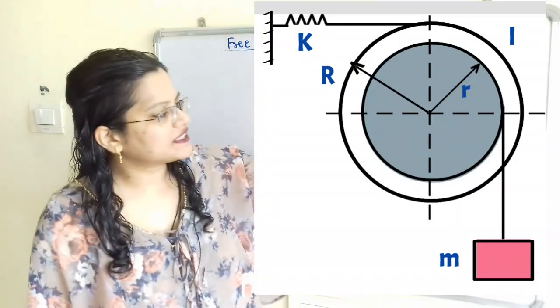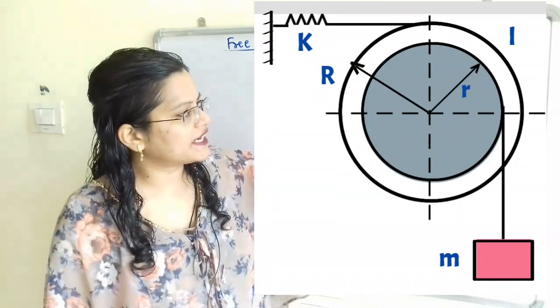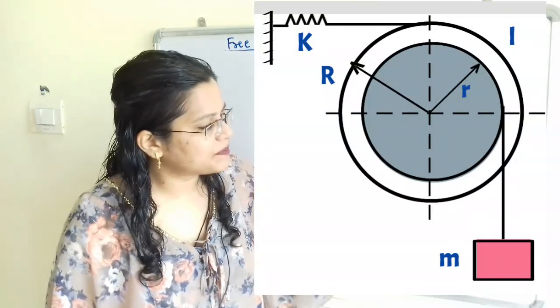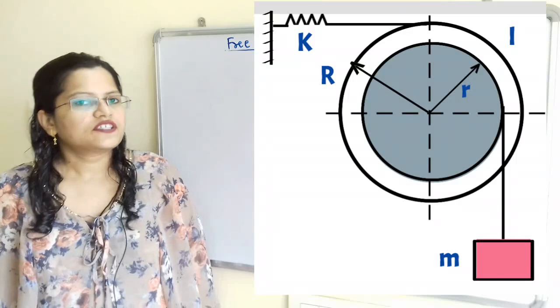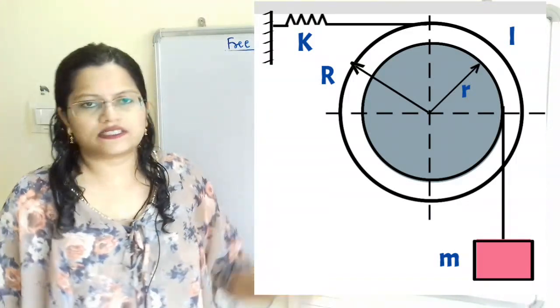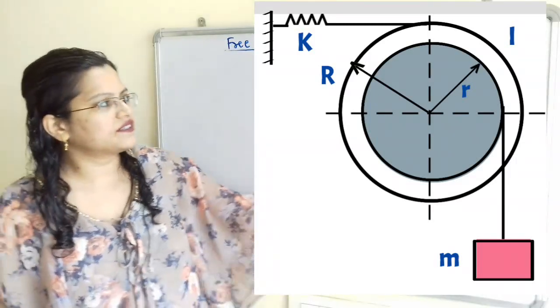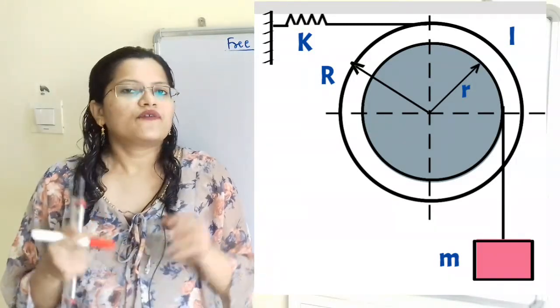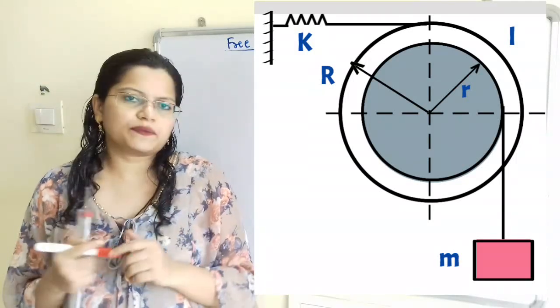Now for this inside disk, a small mass m is connected and it is getting displaced in the downward direction through a distance x. A spring with stiffness k is connected to the outer disk. Now we have to find out the natural frequency for this system. We are going to solve this question by using the energy method.